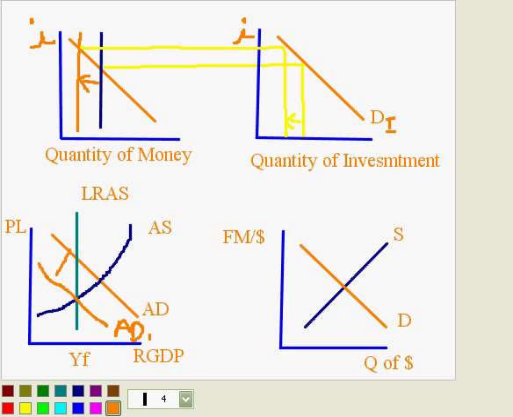which causes output and price level to decrease. When output decreases, employment decreases.